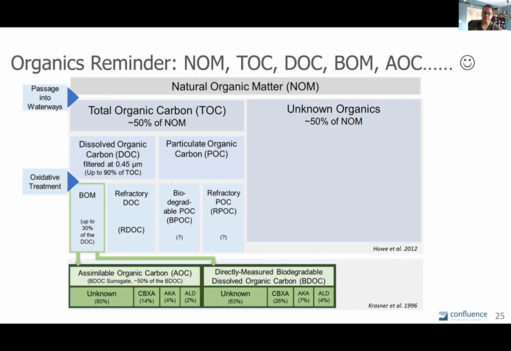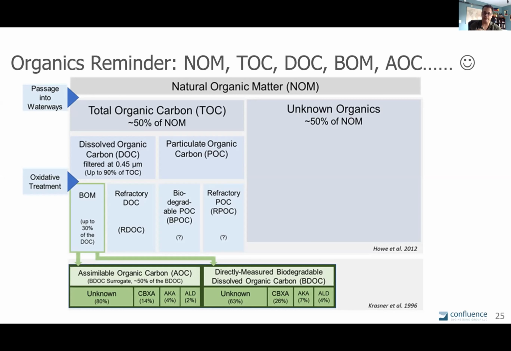I have two examples down there at the bottom: AOC and BDOC, assimilable organic carbon and biodegradable organic carbon. Well-established monitoring parameters, well-established laboratory methods have been used for years, but they're difficult for some to implement because they're very laboratory time-intensive, staff-intensive, and so very costly to implement, AOC and BDOC.